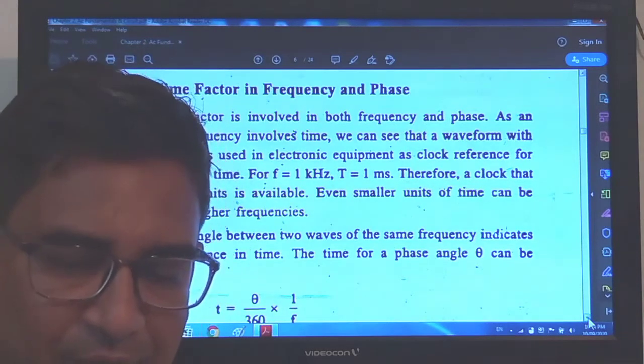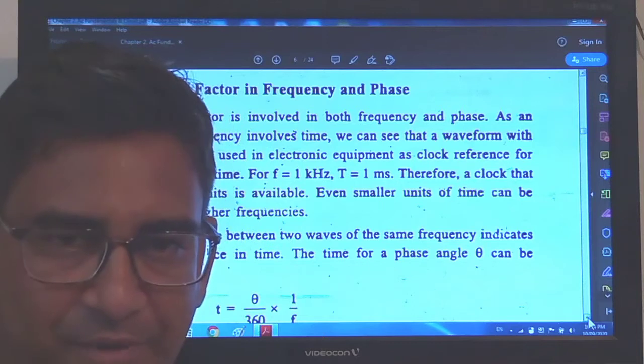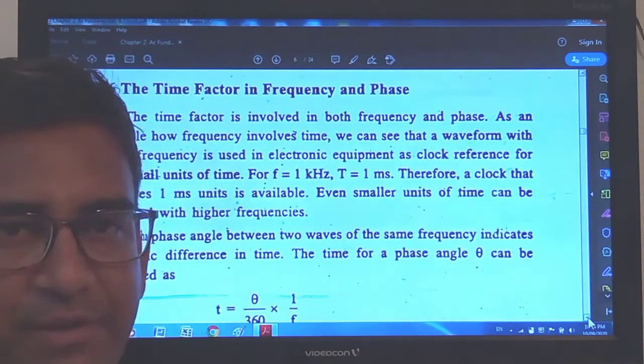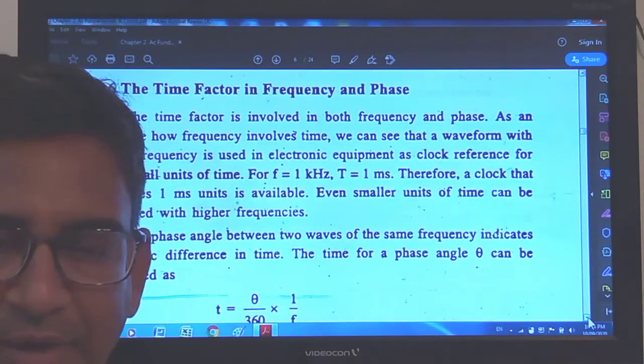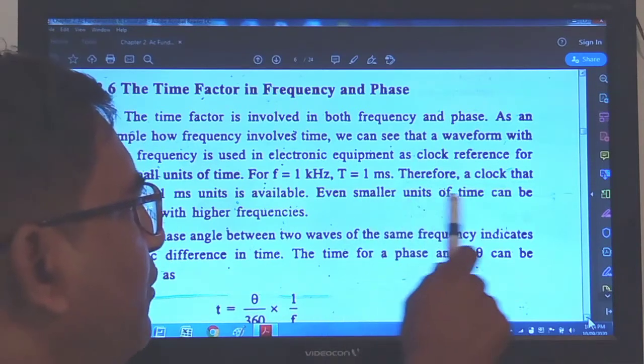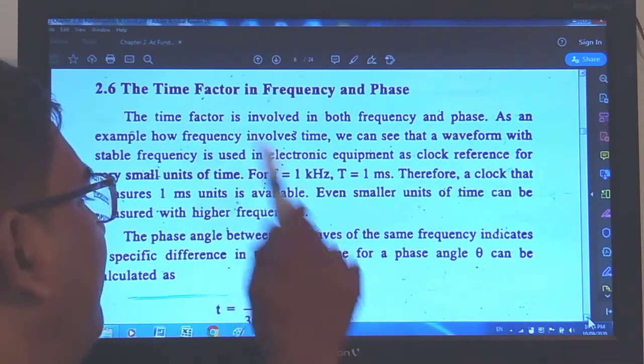As an example, the frequency is 1 kilohertz and the time is 1 millisecond. Therefore, the clock period is 1 millisecond. Even the smaller unit of time can be measured by the higher frequency.